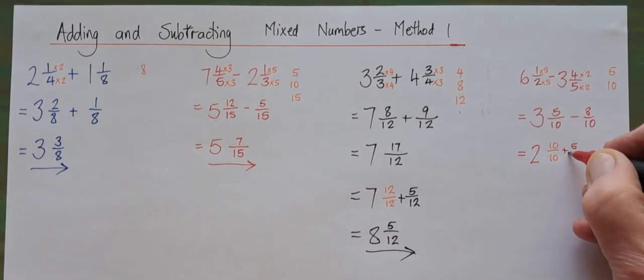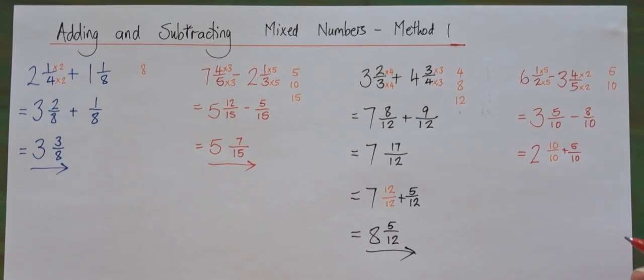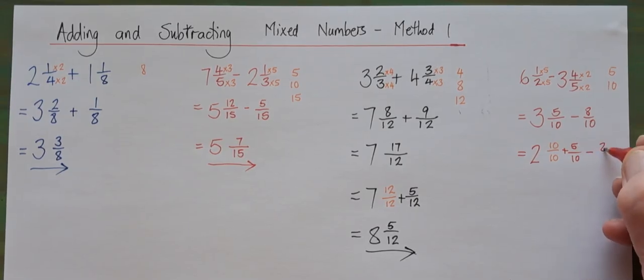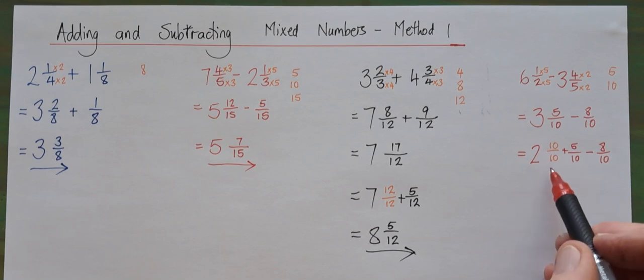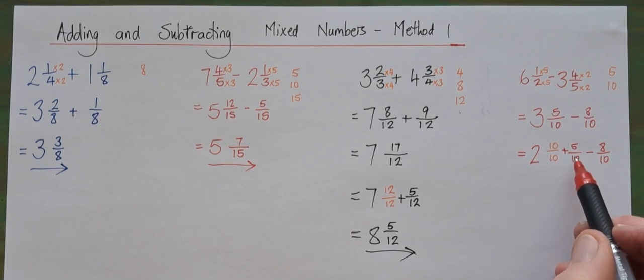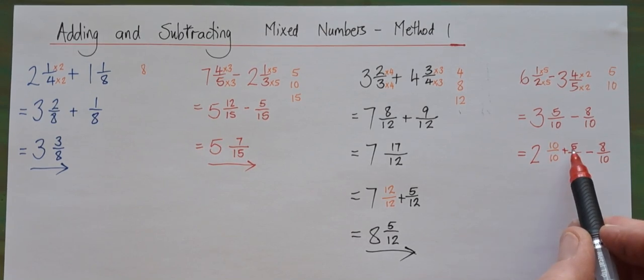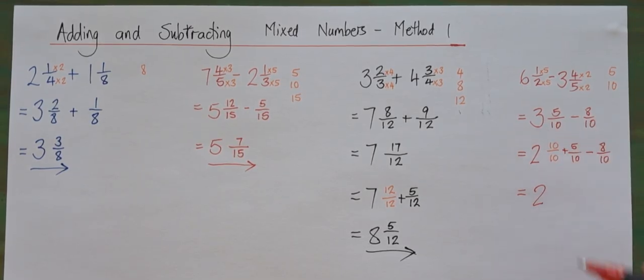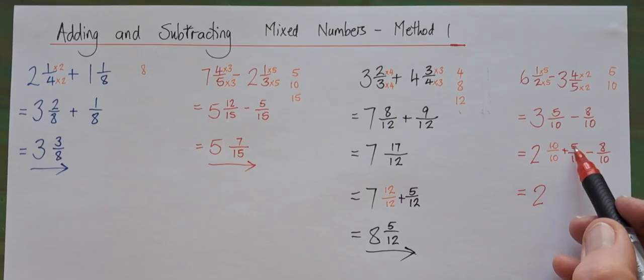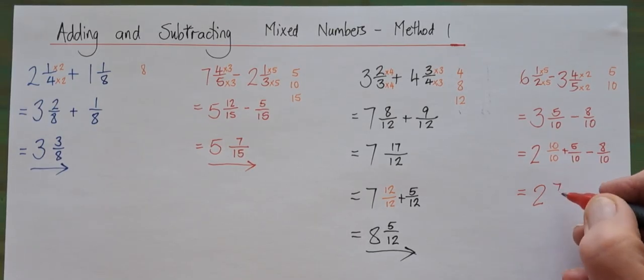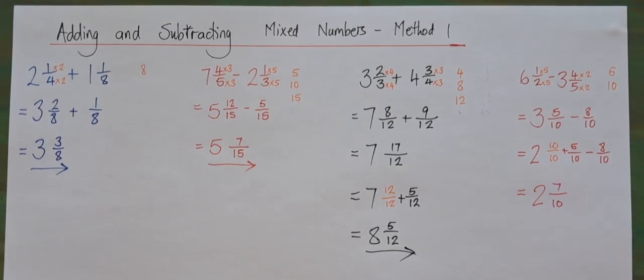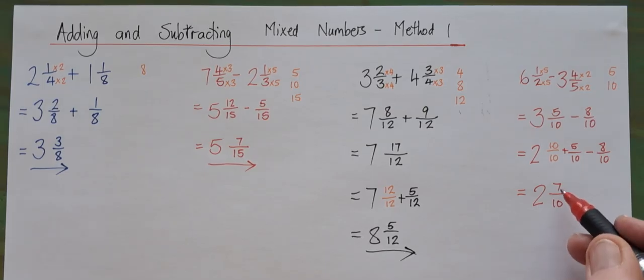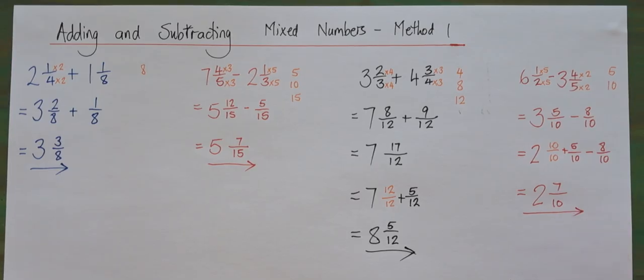But then remember, I still have this 5 over 10. So that 10 over 10 is going to get added onto the 5 over 10, and I still have minus 8 over 10. So the borrowed 1, which is 10 over 10, plus the 5 over 10 is going to become 15 over 10. So I still write down my whole number, which is now changed from 3 to 2. 15 minus 8 is 7 over 10. And again, nothing will go into 7 and into 10 exactly, so it is in its simplest form, and that is the final answer.